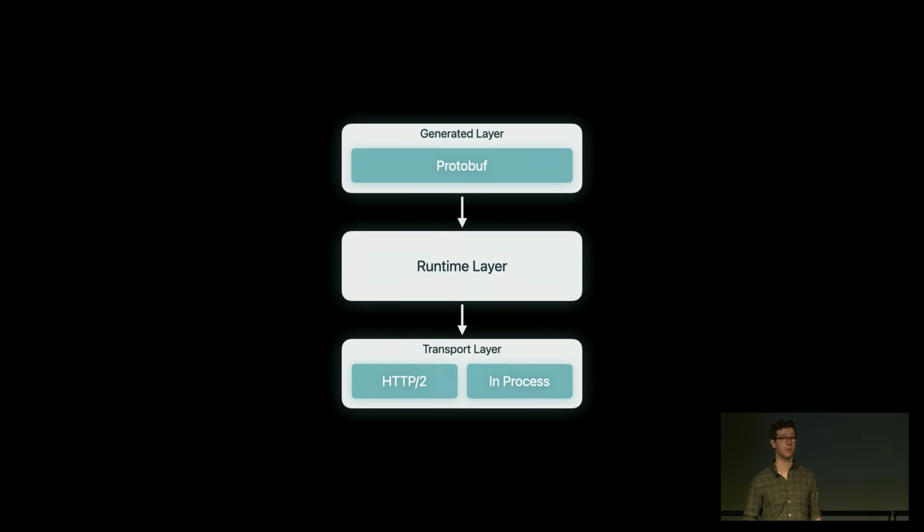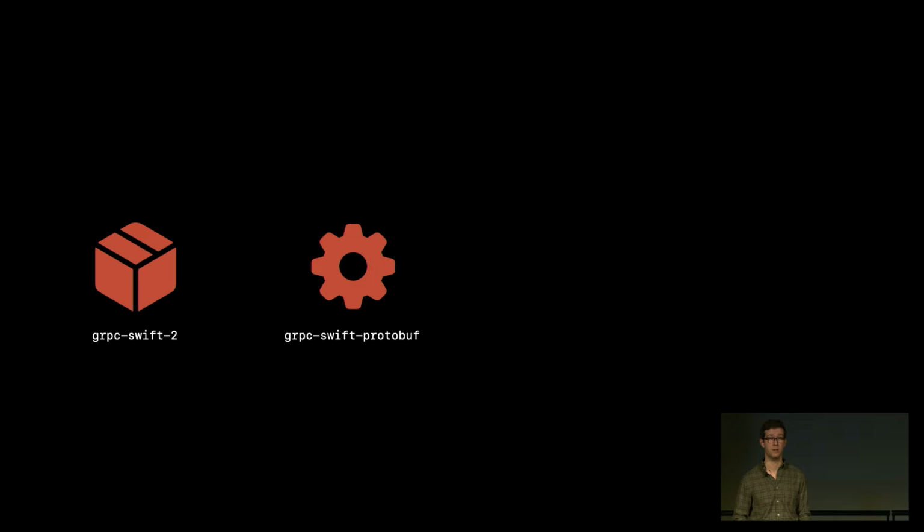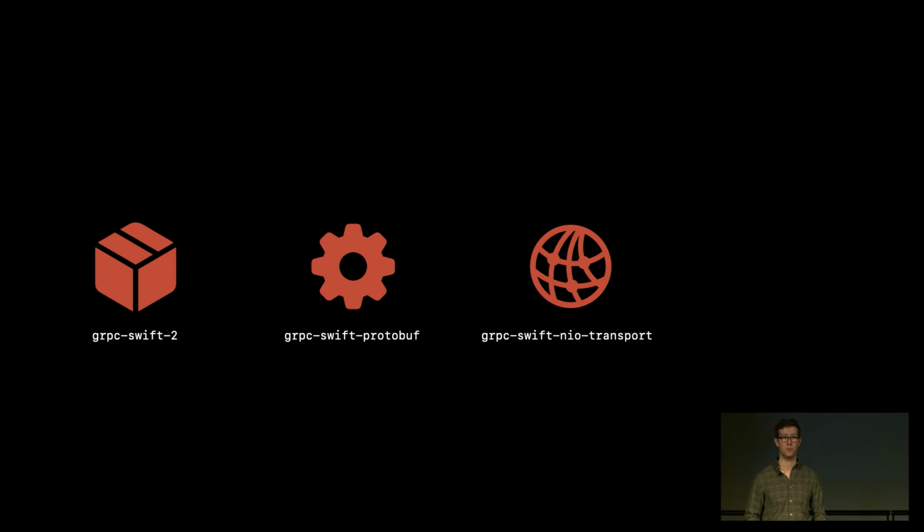To support this layering, the project is now split across 4 repositories in the gRPC GitHub org. gRPC Swift 2 provides the core abstractions and runtime components, effectively the runtime layer and the in-process transport. Another adds support for Protobuf and provides tooling for code generation. The NIO transport repository provides a high-performance HTTP2 transport built on top of Swift NIO. Finally, gRPC Swift Extras provides add-ons, like implementations of standard gRPC services, in addition to integrations with other Swift packages, like Swift Service Lifecycle.